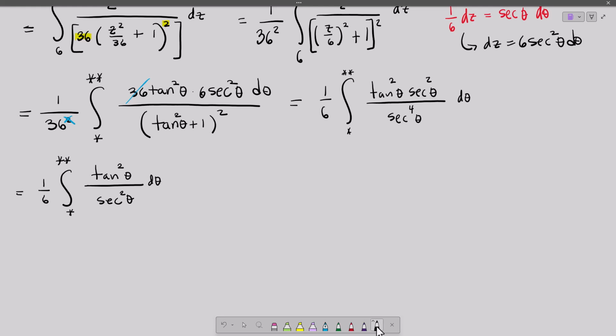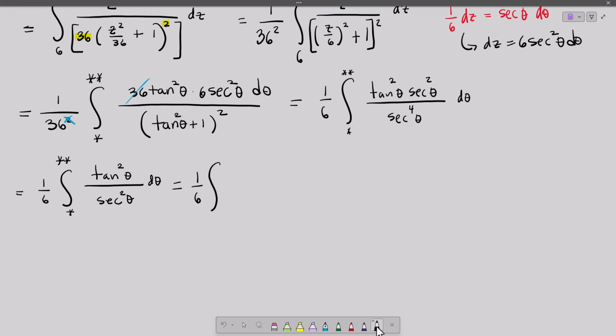Say that once again. That will be cosecant squared. Or is it backwards? I think tan squared is sine squared over cosine squared. Secant squared is 1 over cosine squared, so when you flip it, you're going to end up with sine squared. We can write it out though.